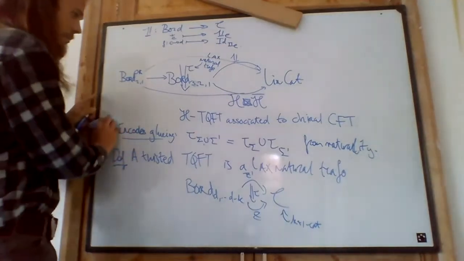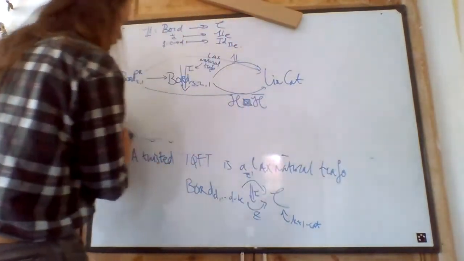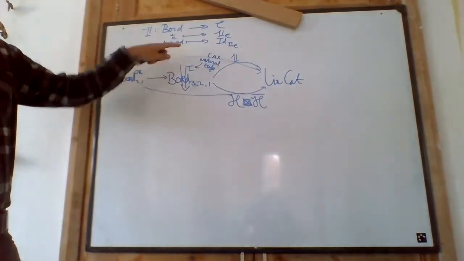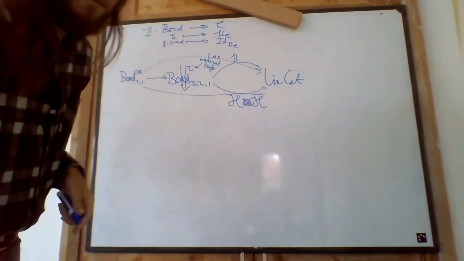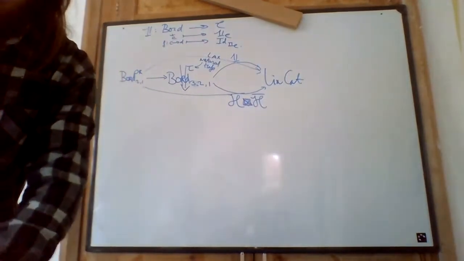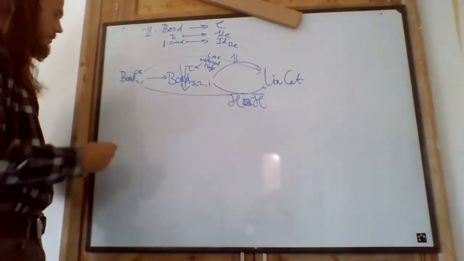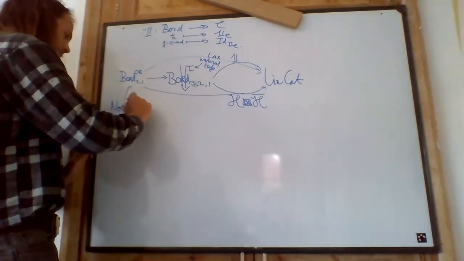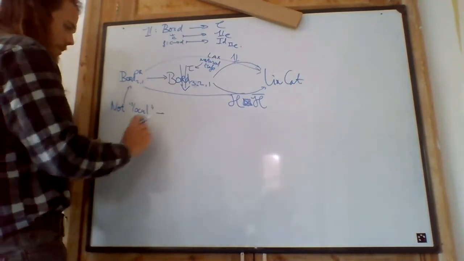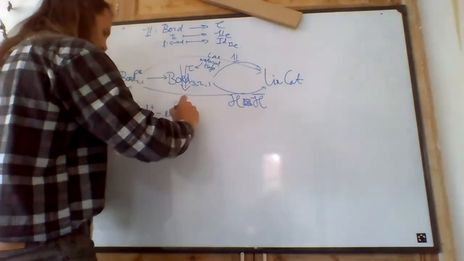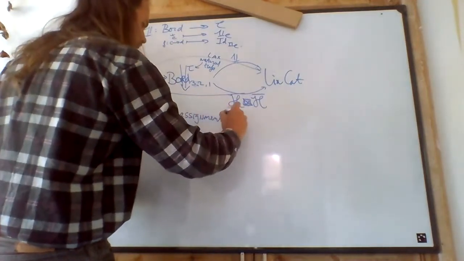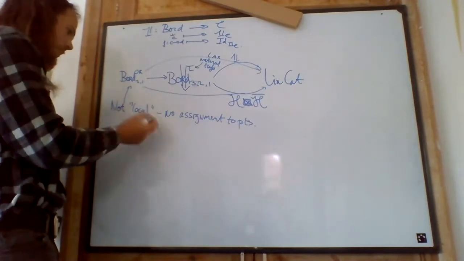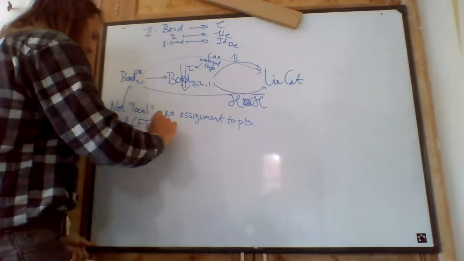Now, I'll leave this up. It turns out that you need a little bit more than just this lax natural transformation to be able to do everything you want to do in a CFT. The problem here is that this Bordism category is not what's called local. That means that we don't have an assignment to points. And if you have a full CFT, it does have an assignment to a point. So full CFTs have locality.